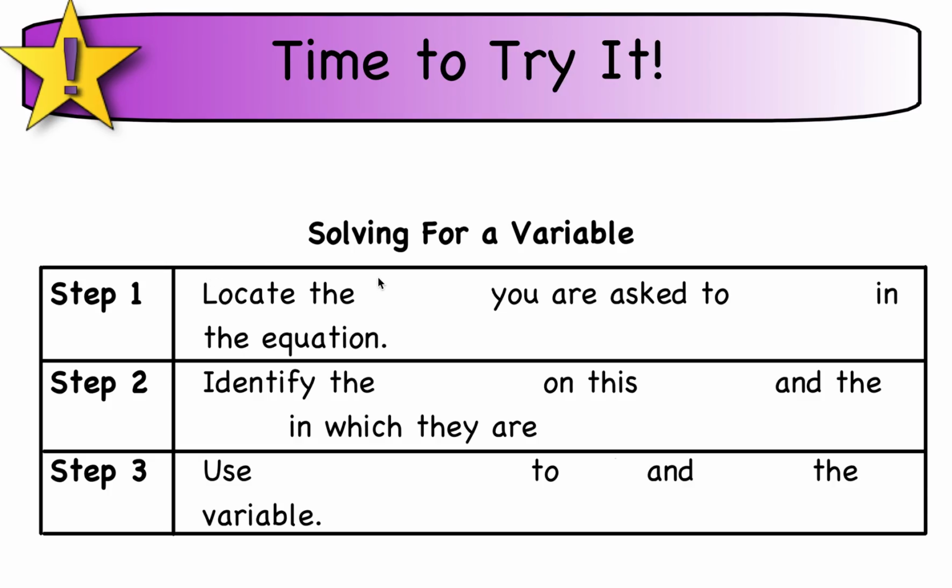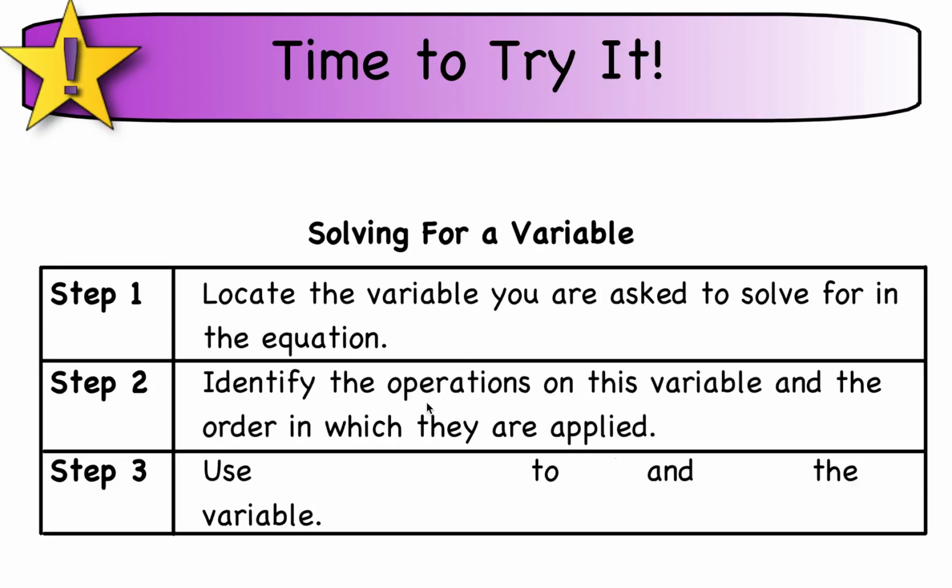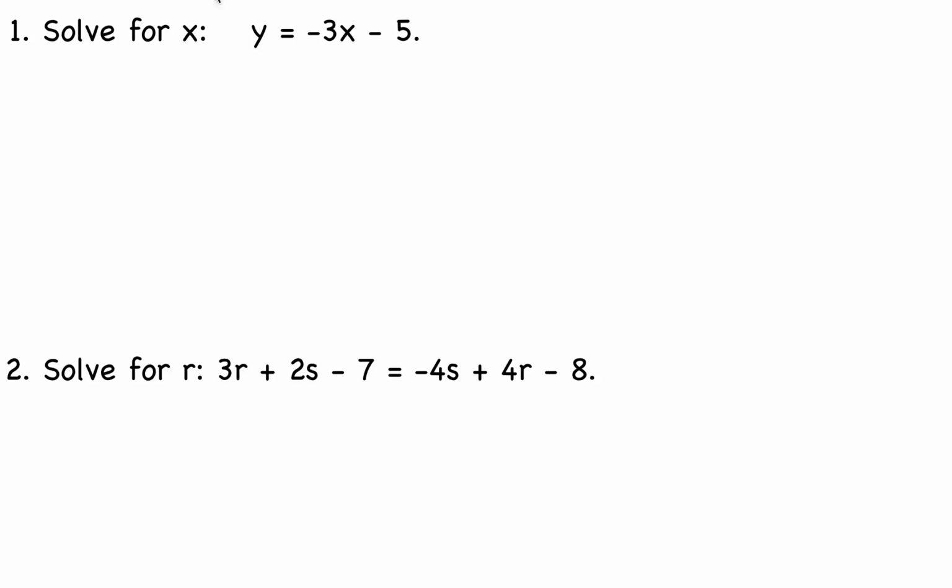So our first step when we're solving for a variable is to locate the variable that we are asked to solve for in the equation. Okay, identify the variable. Once we have identified or located that variable, we need to figure out what operations are being done on the variable and what order they're being applied so that we can undo those operations. So we're going to use those inverse operations to undo and isolate the variable just like we've been doing with equations. So let's see what that looks like.